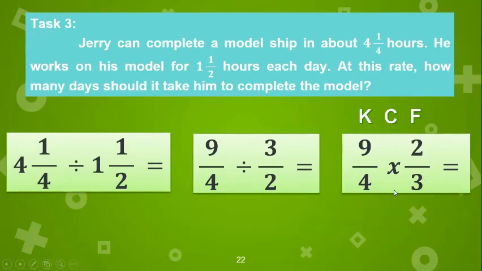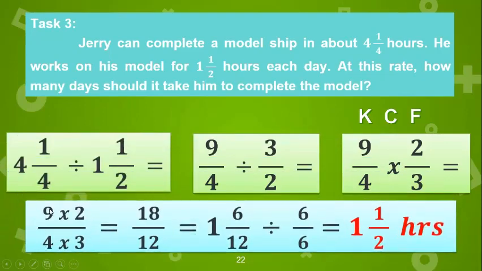Now apply the multiplication rule. So multiply the top numbers: 9 times 2 is 18. And the bottom numbers: 4 times 3 is 12. And lastly, simplify. So 18 divided by 12 will be 1, and the remainder 6, and copy your denominator, which is 12.